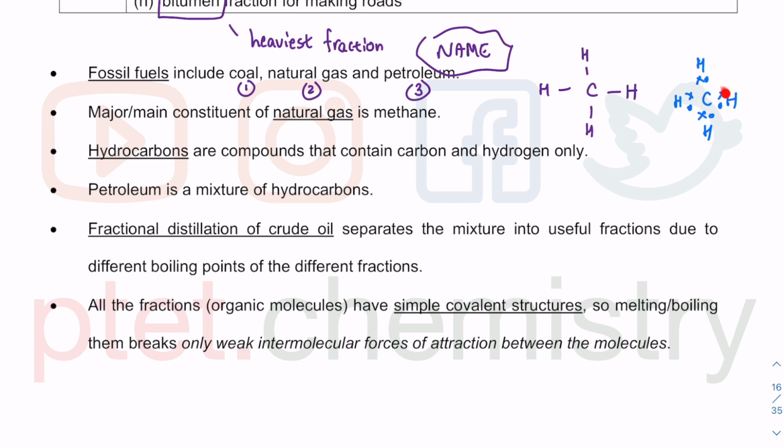As long as you have fully filled out the shell for both the carbon and the hydrogen, they will be alright for the dot and cross there. This is a common definition. Hydrocarbons, they are compounds because they contain the carbon and the hydrogen chemically bonded together in a fixed ratio. That's the definition of compounds from year 9.